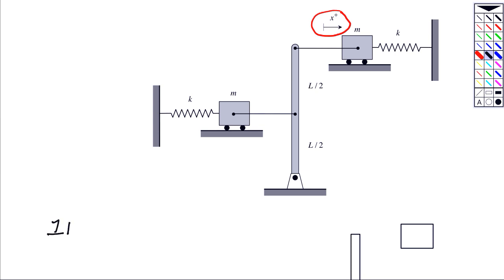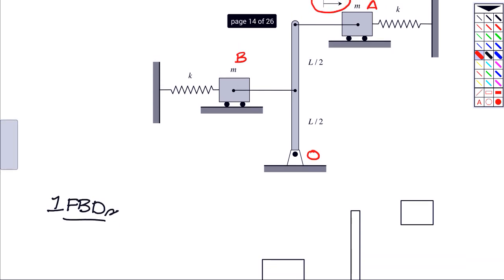I've already drawn out the blocks and the bar, but I will before I move down to there. I'm going to call this block A and this block B. I'm going to call this pin joint down there O. So the forces that are acting on A is going to be the spring force over here on the right-hand side, and that spring force is k times the deflection there of x.